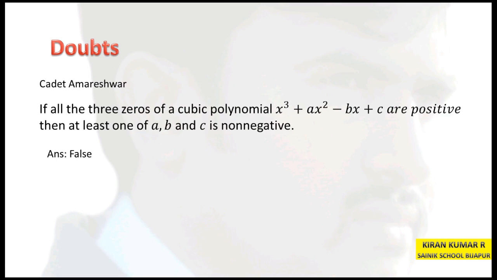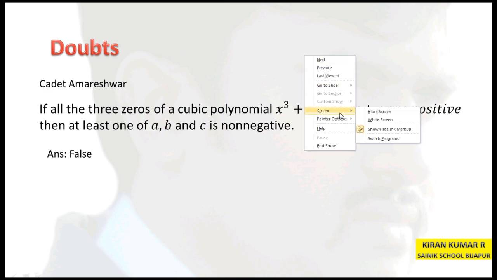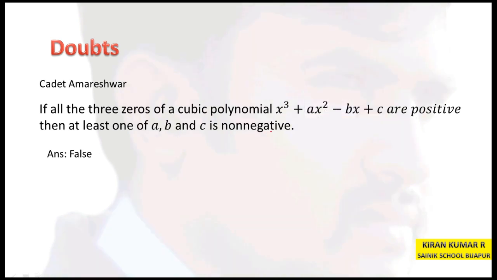Let's see the next doubt. That Amreshwar was having a doubt related to zeros of cubic polynomial. If all the three zeros of cubic polynomial are positive, then at least one of A, B and C is non-negative. This statement we had discussed as false. Since it is a cubic polynomial, let me consider alpha, beta and gamma as zeros. They have given that the zeros are positive. It means alpha, beta, gamma values are greater than 0.